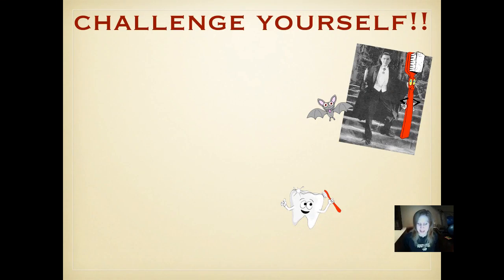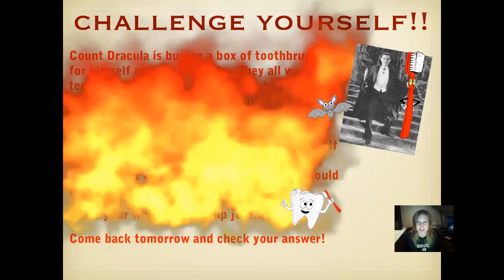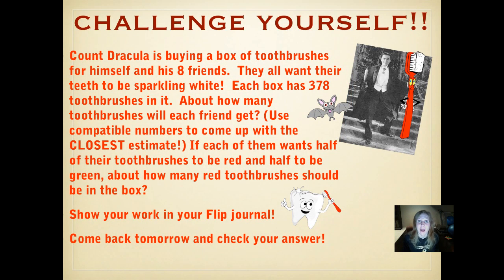It's time to challenge yourself. I love this problem. Count Dracula is buying a box of toothbrushes for himself and his 8 friends. They all want their teeth to be sparkling white. Each box has 378 toothbrushes in it. About how many toothbrushes will each friend get? Use compatible numbers to come up with the closest estimate. If each of them wants half of their toothbrushes to be red and half to be green, about how many red toothbrushes should be in the box? So you have 2 questions you're answering there. Show your work in your flip journal, have fun with this, and come back tomorrow and check your answer.